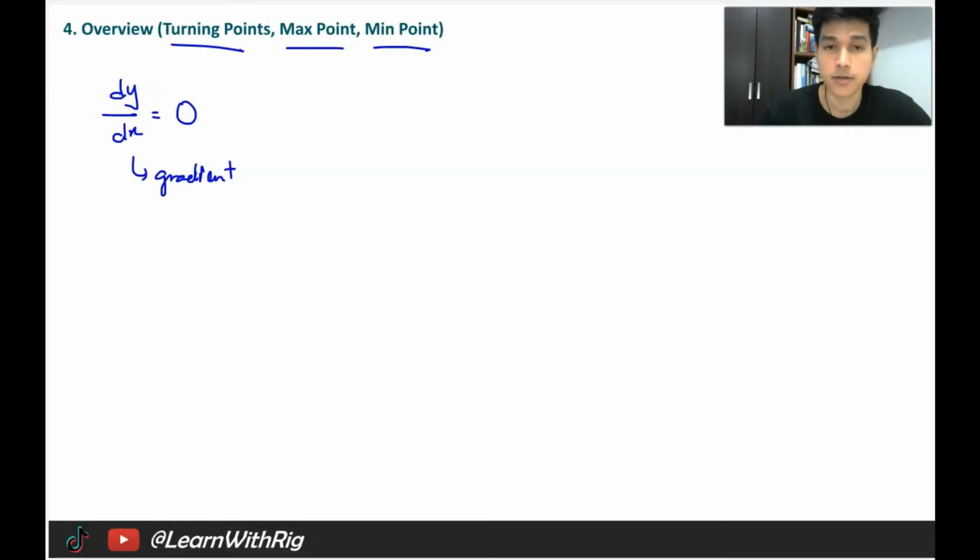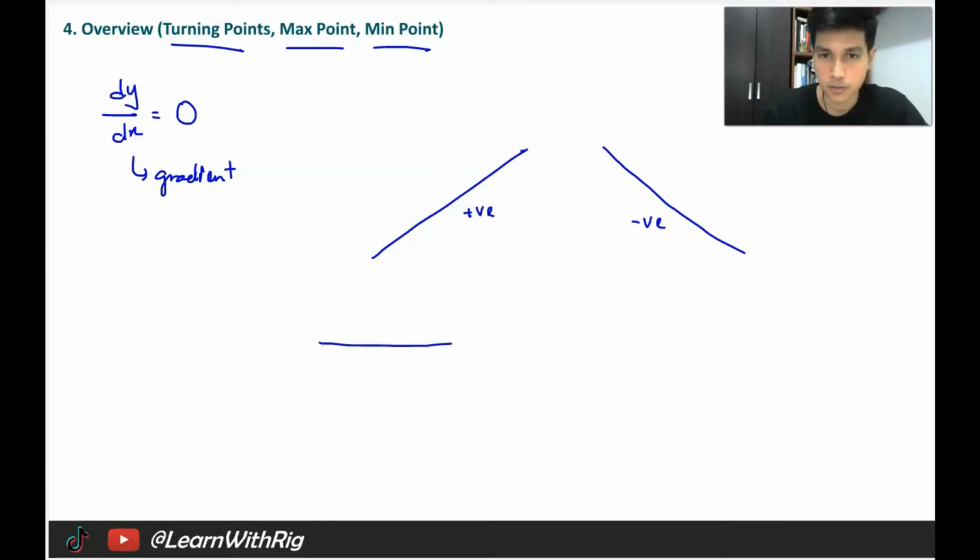dy dx is gradient. So you learned in the past, if the line is going upward, the tangent is going upward, it's going to be a positive gradient, correct? M equals to positive value. If the tangent is going down, it's negative value, correct? If the tangent is going horizontal, the gradient is 0. And if the line is going upward like this, vertical, gradient equals to infinity.